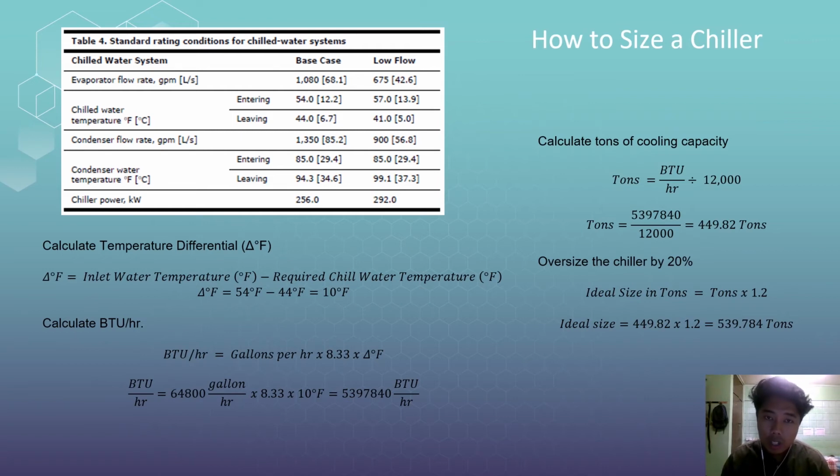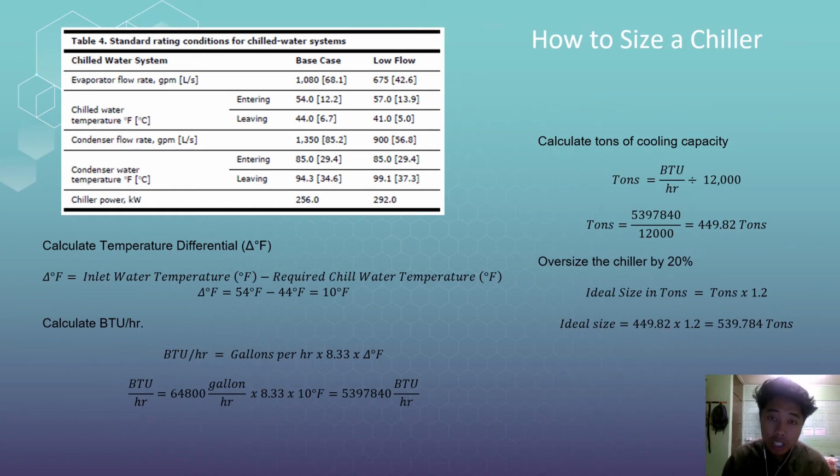Next we need to find the BTU per hour. BTU stands for British Thermal Unit. It is a form of measurement that measures energy. The formula is flow rate times 8.33 times temperature differential. So after calculating, the BTU per hour will be 5,397,840 BTU per hour.